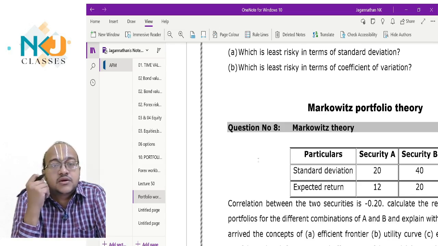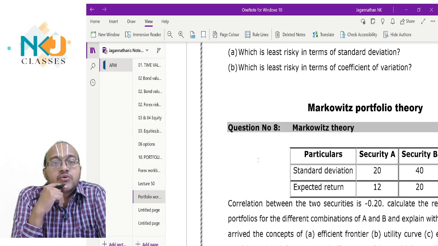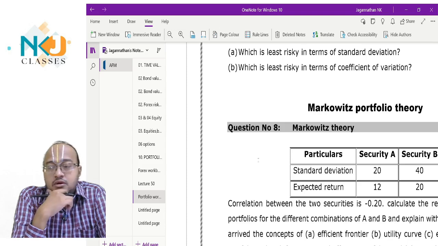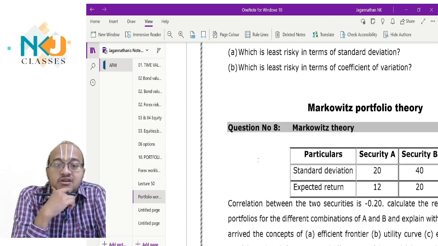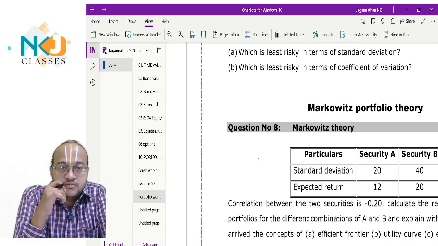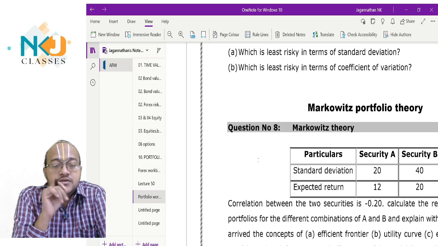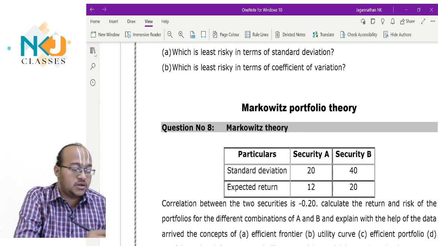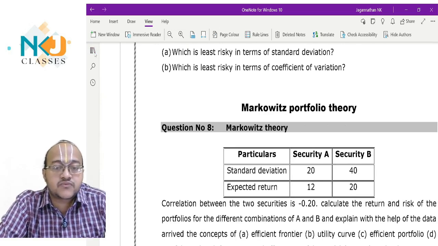Then we discussed how to find portfolio risk and return. When it comes to return, portfolio return is nothing but a weighted average return of the individual securities inside the portfolio. But when it comes to risk, portfolio risk is not the weighted average risk of the individual securities. Why? It is because of the presence of correlation.